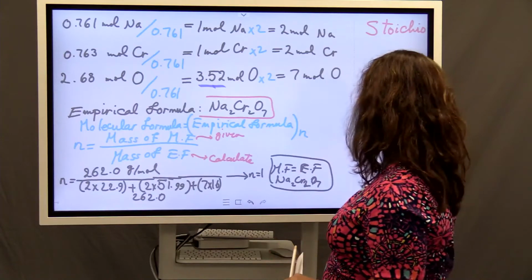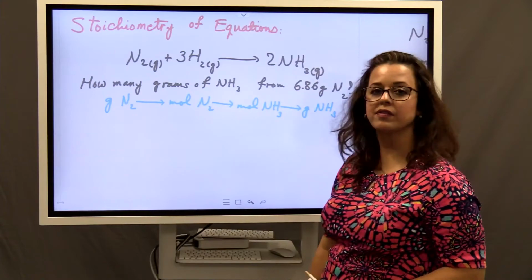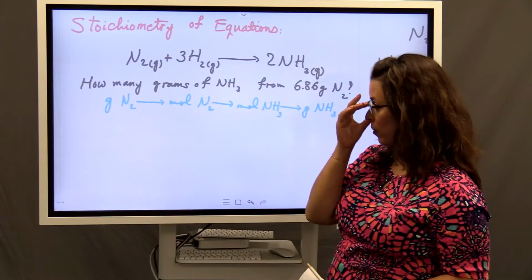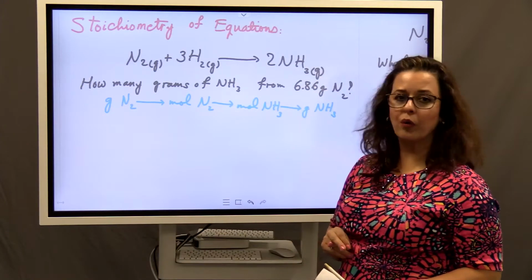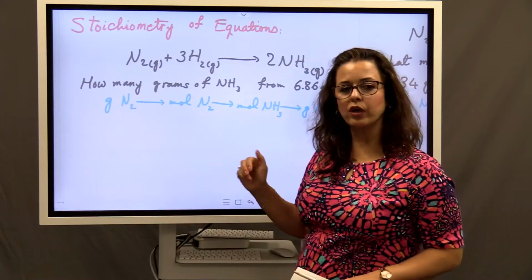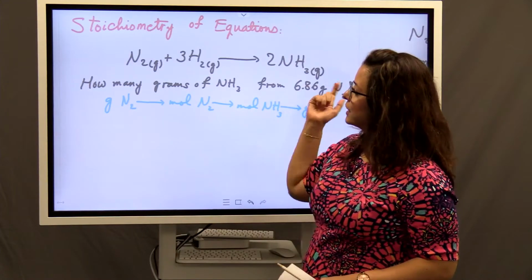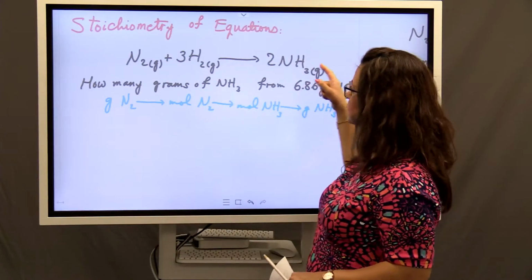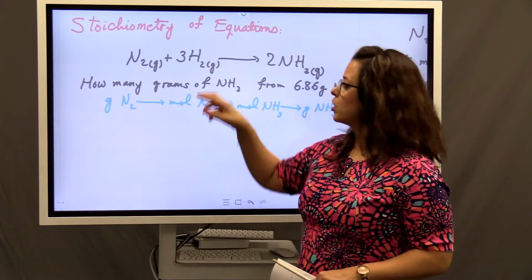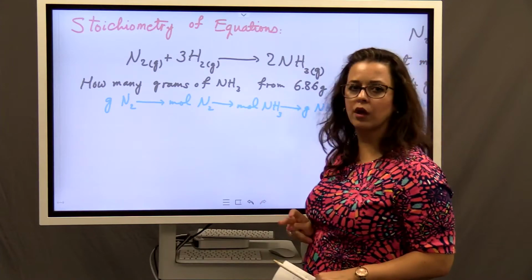Tired? Let's go to the last part of this video, which is called stoichiometry. Stoichiometry of equations. Any calculations we do on chemical equations, we call them stoichiometry. So let's see, we have this equation. Nitrogen reacts with hydrogen to produce ammonia.